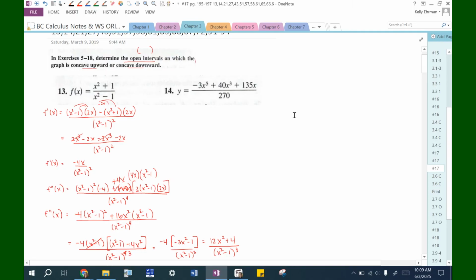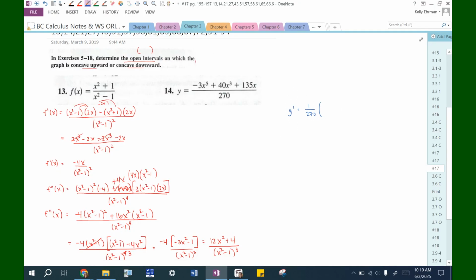Okay, number 14. This one's kind of obnoxious with the numbers, but the thing here is don't get fooled into doing the quotient rule, because this is just a constant down here. So we could just pull a 1 over 270 out if we wanted to. There is a GCF in here with the x's that we can work on, but we'll deal with that later. So what's y prime going to be? I'm just going to take this 1 over 270 out here. That might be different than what I did in my answer key to start. And actually, let me just move my work over here.